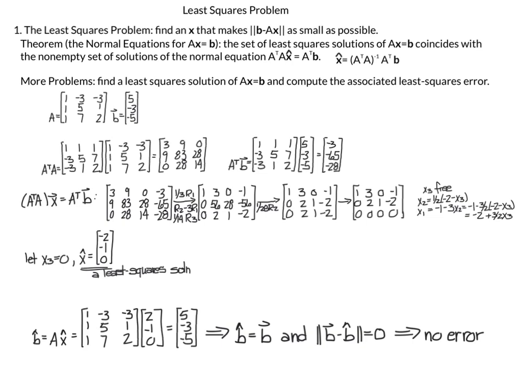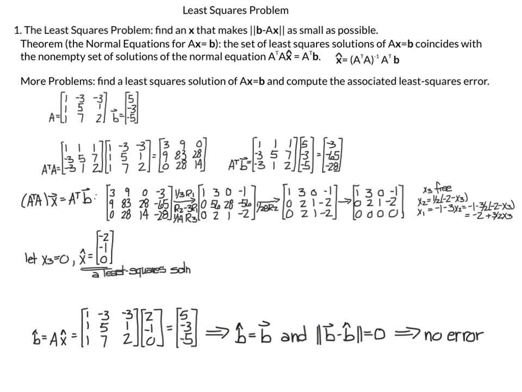So I wrote this out. x3 is free, so there's actually an infinite number of solutions because we have this free variable, but I chose x3 to be 0, so my x hat, my least squares solution, is going to be -2, -1, 0. I can then use my x hat to figure out what b hat is. So b hat is equal to A times x hat, so I have my A, which is my original 3 by 3 matrix with columns 1, 1, 1, -3, 5, 7, -3, 1, 2, and x hat again, which is -2, -1, 0.